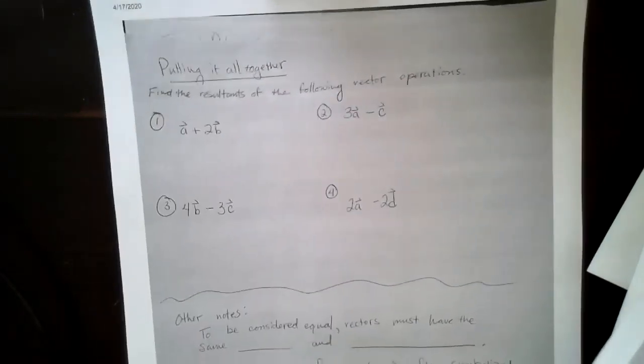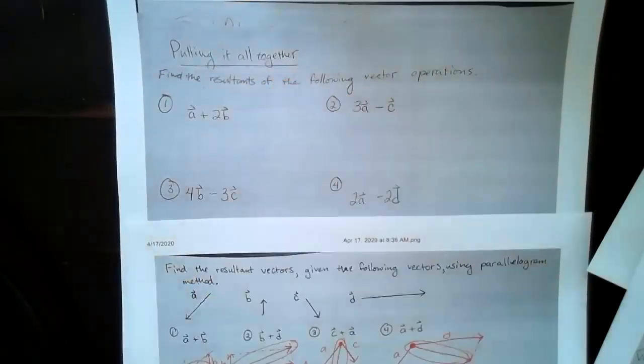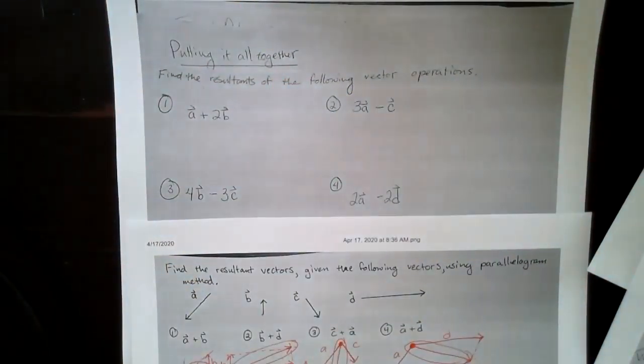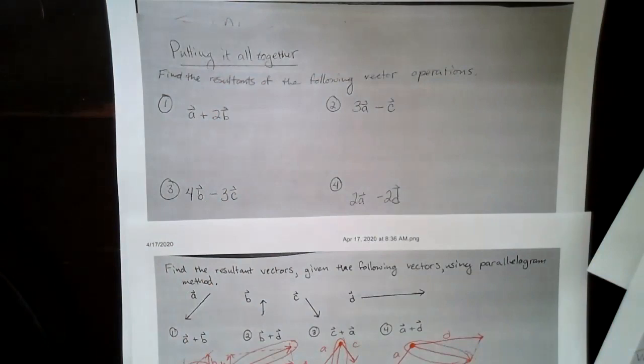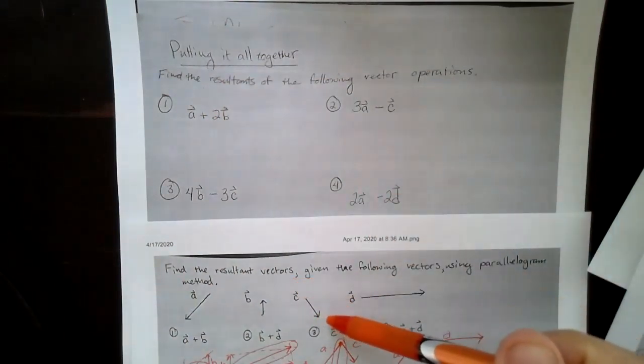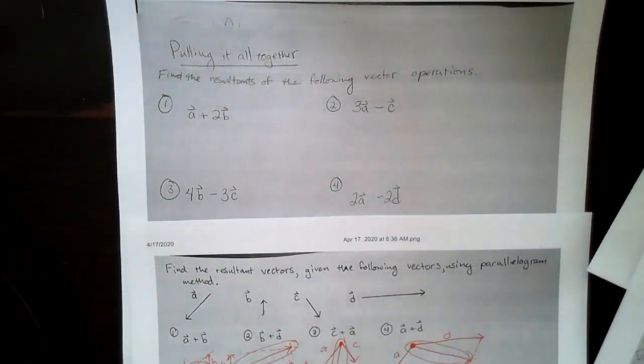Last page. So we put all that together. We're going to reference the same vectors we had before. We're going to use tip to tail on this, okay? When we do that, here's how it's going to work. If we have a positive version of the vector, it goes exactly like it was before. If it's a negative version of the vector, it goes the opposite direction. Like this negative c is going to go the opposite direction of c. Instead of going down to the right, it's going to go up and to the left. It's like you flip the tip to the other end. And then you combine them as necessary.